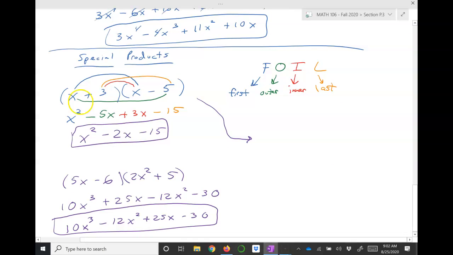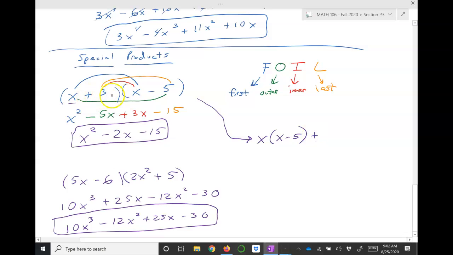So remember, this is what we did. We took the first term in the first binomial, so this is this x over here. So we do x times, we're going to multiply it by the entire second binomial, and then add to it this second term.